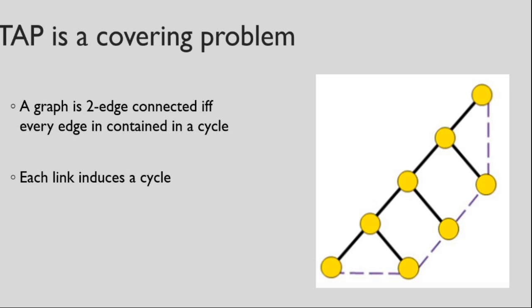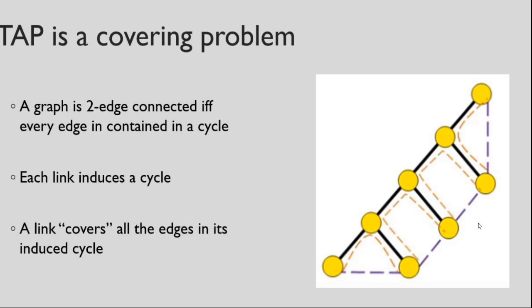Recall that a graph is two-edge connected if and only if every edge is contained in a cycle. Like this edge, if I remove it, the graph has to still be connected. That means there's another path, so that path and the original edge form a cycle. So every edge is in a cycle. And the addition of each link into the network induces a cycle because there's a unique path between the endpoints of the link in the tree. So the tree augmentation problem can be viewed as picking a subset of links whose cycles cover all the edges of the tree, and then picking such a set of minimum cost.